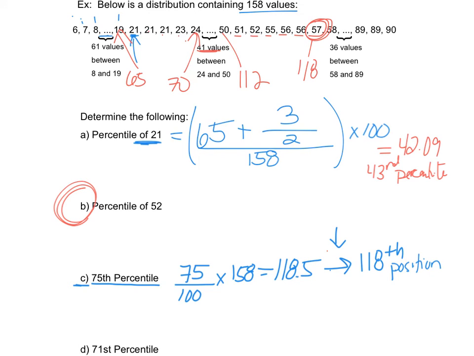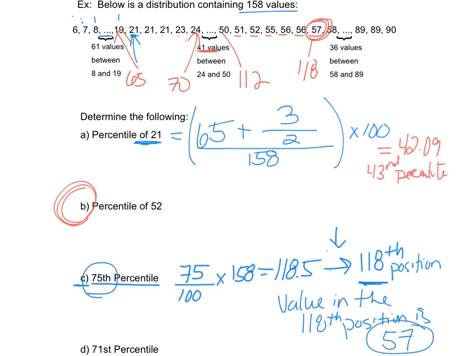So to finish the problem in C, we need to say that 57 is the value that is in the 118th position. So the number in the 75th percentile is the number in the 118th position, and that value is 57. So the value in the 118th position is 57. That's the answer. So this would be like the test grade that is in the 75th percentile.